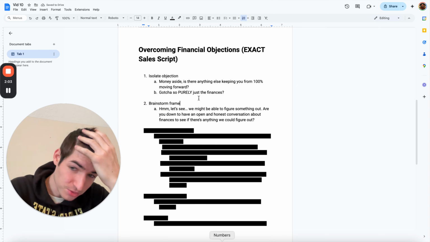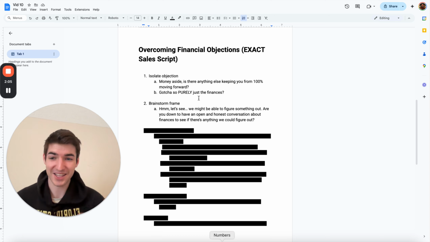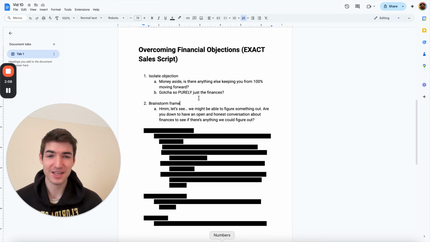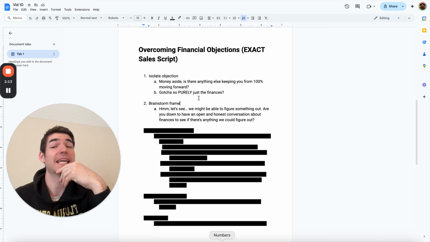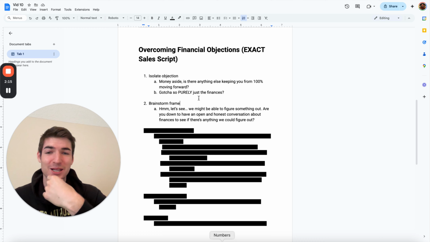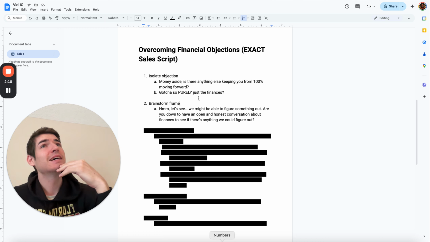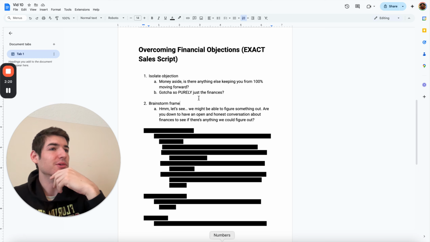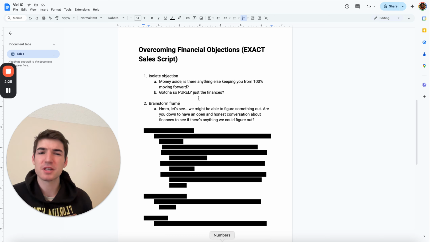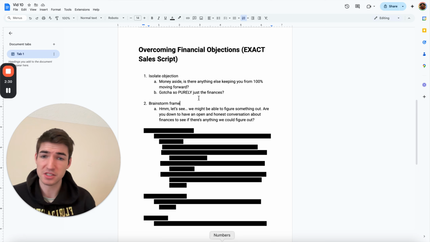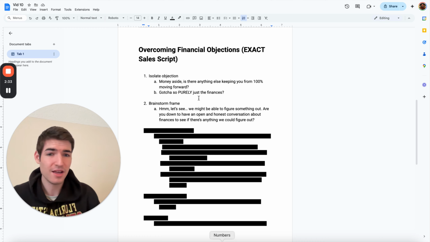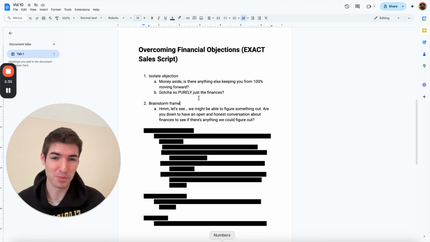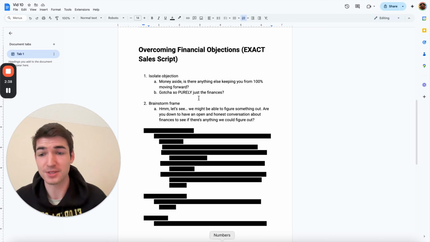When you're doing this, you literally want to look like you're brainstorming with them. What I do is I look up to the right and I'm thinking. I'll put my hand on my chin. I'm starting to think, okay, well, let's see here. What could we do? We might be able to figure something out. Are you open to having an open, honest conversation about finances just to see if there's anything we could work out? It's a very innocent brainstorming frame of literally thinking and trying to brainstorm solutions.